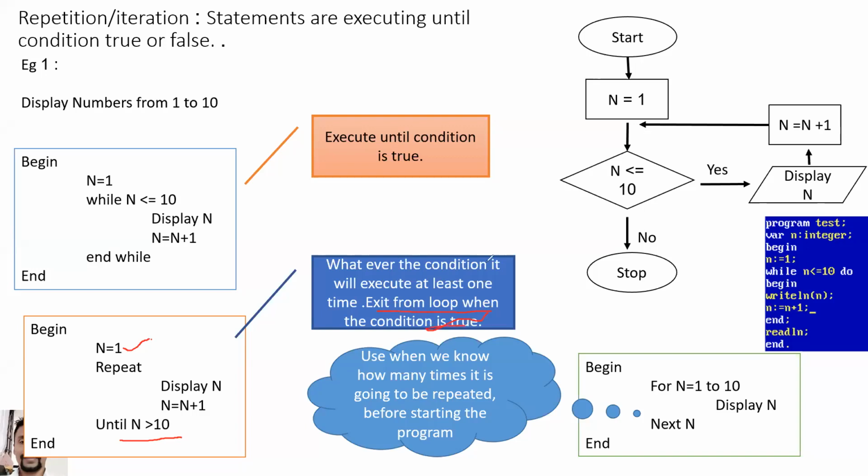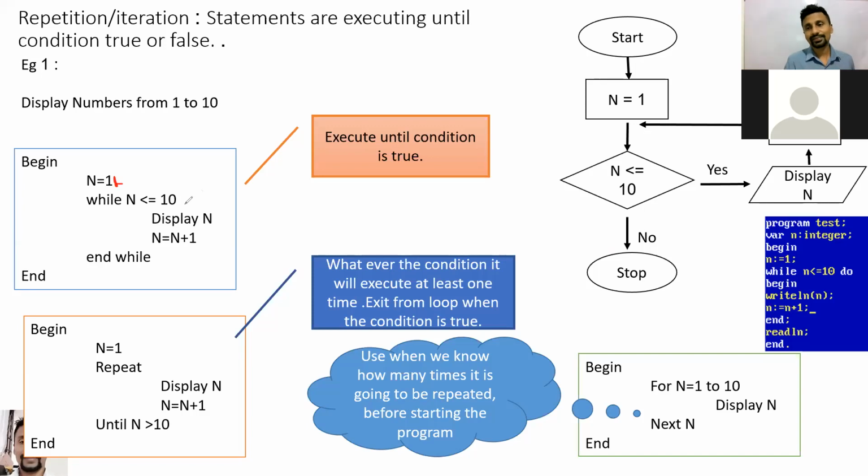Condition is true. That is the difference. And another difference: suppose I use 11 here at the beginning, will this execute? Send me the answer. Will it execute? No, right? Good, it does not execute. Why? Because if the condition is false, it won't work.